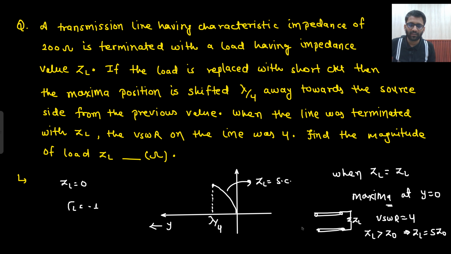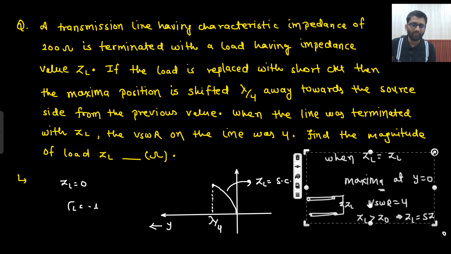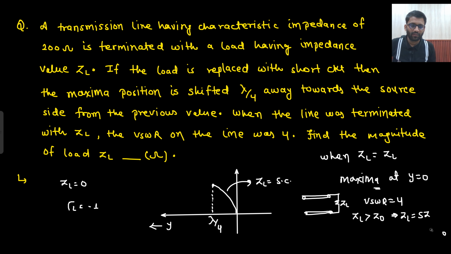What I mean to say is that first I saw the short circuit case, then I got to know that the maxima will be at lambda by 4. They are saying that it is shifted lambda by 4. That means in the previous state the maxima was at y equals 0. Now at 0 I am getting maxima, so there could be 3 possible states: either it could be resistive, or short circuit, or open circuit. If it was open circuit or short circuit, then VSWR would have been infinity.